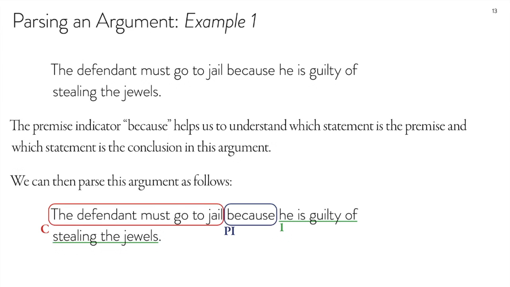So we can already do the one we just did. The defendant must go to jail because he's guilty of stealing the jewel. We have the premise indicator, so we can circle that as I did down here. Because we know that's a premise, circle it. And then that tells us, well, what follows is probably a premise. And then what came before must have been, therefore, the conclusion. So we can circle that. Because again, we said the main point of this is sending the defendant to jail, put a C in front of it. That's done. And then underline that premise, that reason for sending the defendant to jail.